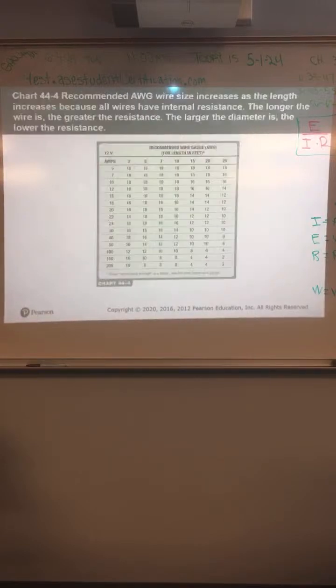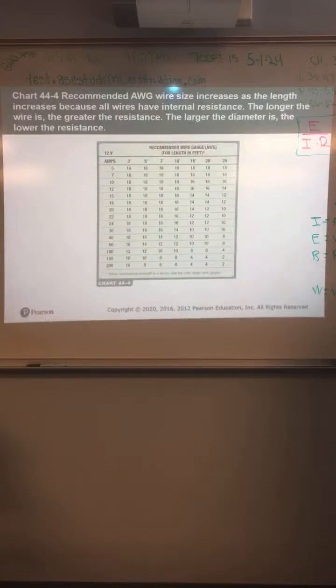Question. Yep. So on chart 44.4, it says that the recommended wire size increases as the length increases, right? Yep. So the longer the wire is, the greater the resistance. The larger the diameter, the lower the resistance. So the longer distance a wire has to run, the bigger it has to be, especially if it's going to carry a lot of current. The bigger it has to be in diameter.